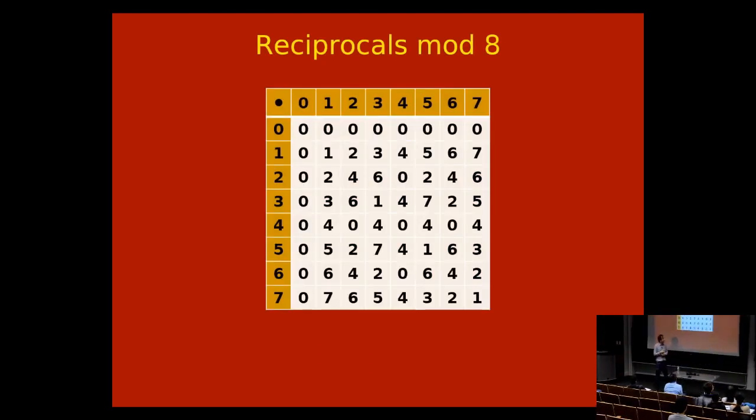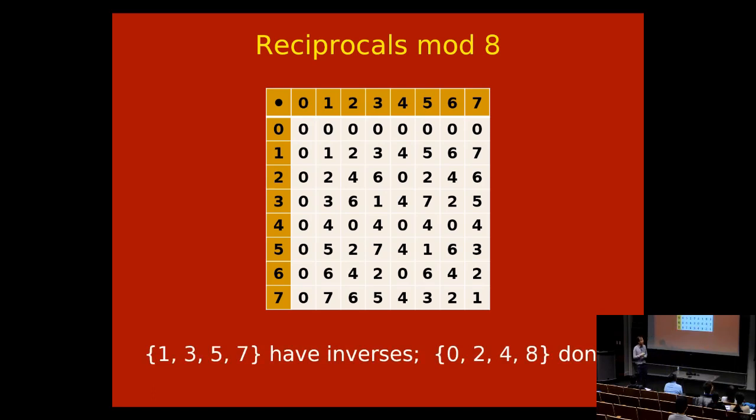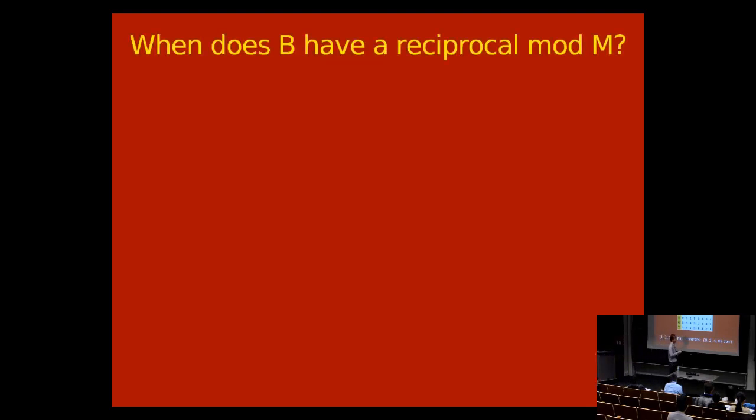We can look at 8. You can see it's sort of good, sort of bad, right? I mean, if you look carefully, 1, 3, 5, and 7 have an inverse, have a reciprocal. 0, 2, 4, and 8 don't have a reciprocal. Well, it's a fact of life, I guess, that if you're working mod some number, sometimes you can do reciprocals of other numbers, sometimes you can't.